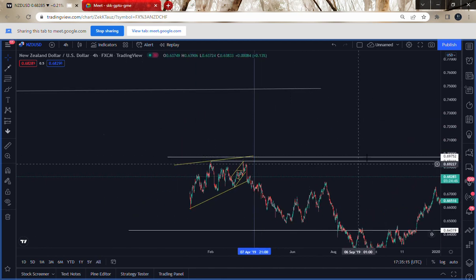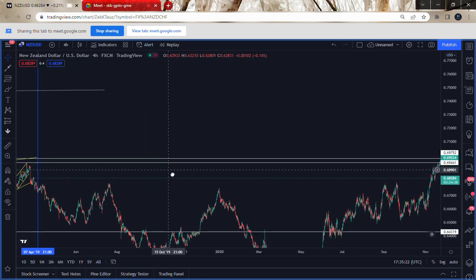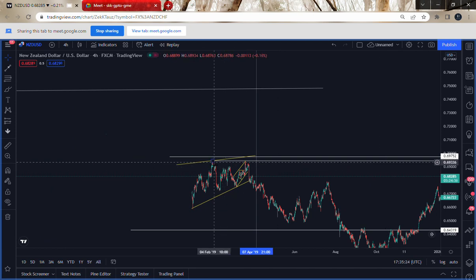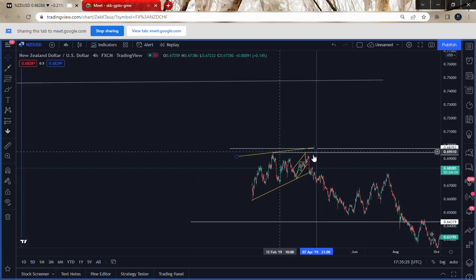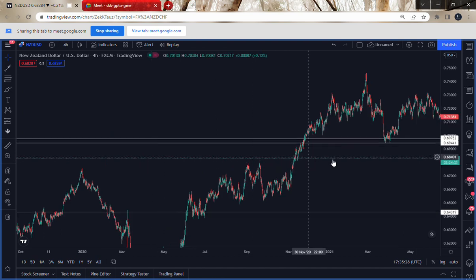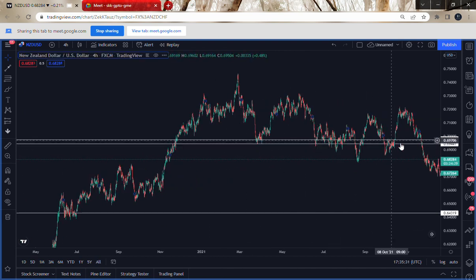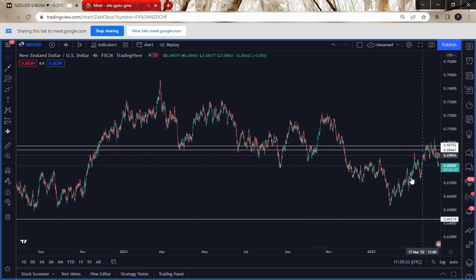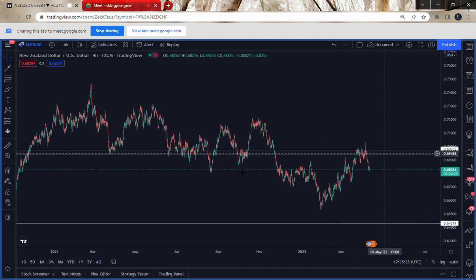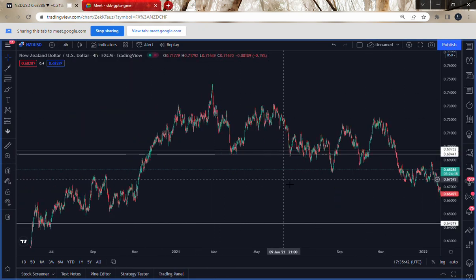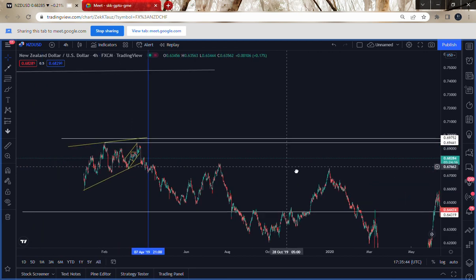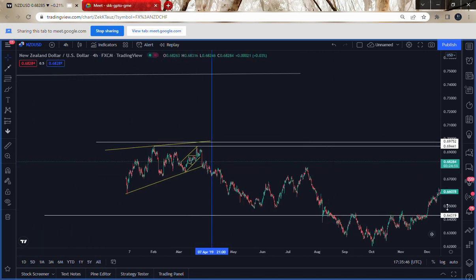Hey, this is exactly why we say support and resistance don't work. Remember, I just drew these lines randomly up there, and this was before anything. But then when you come to this side now, look at this, it's acting as a resistance. This is why they don't always work.